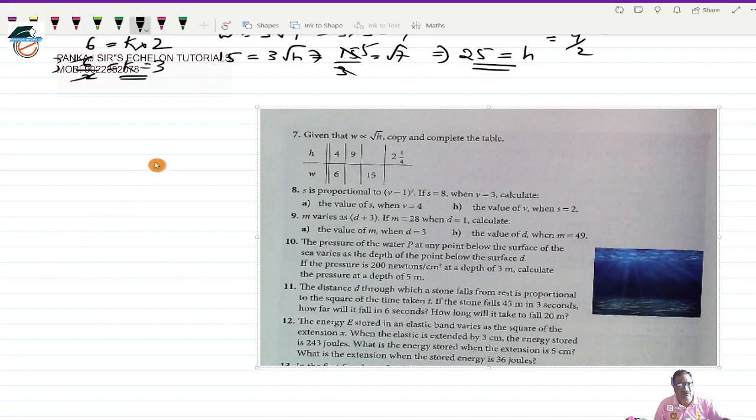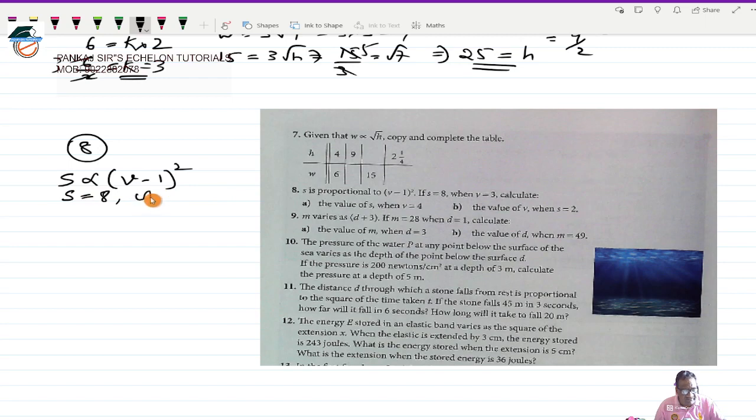Now what is question number 8 saying? It is saying that S is proportional to V minus 1 the whole square. So I can write this as S is proportional to (V minus 1) squared. This is given in the question. And along with this, it is given that S is equal to 8 when V is equal to 3. This is also given.